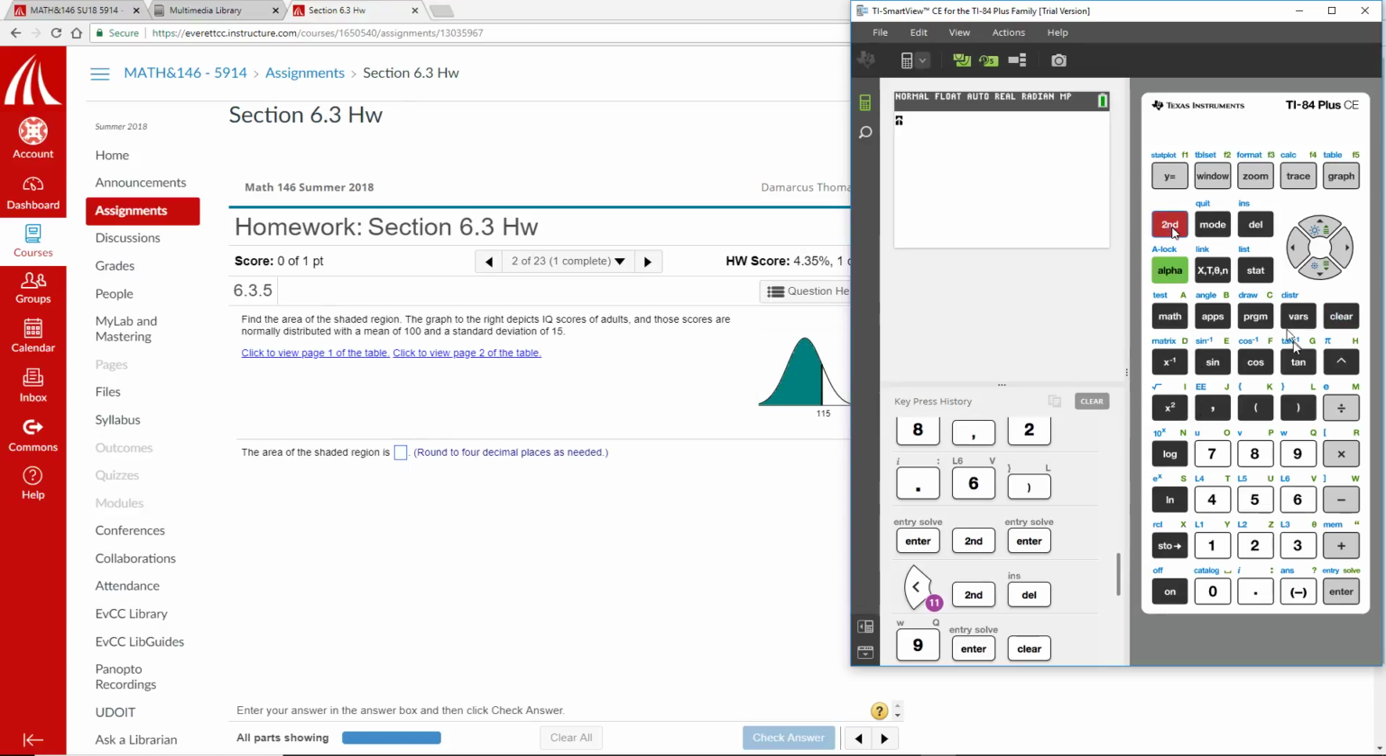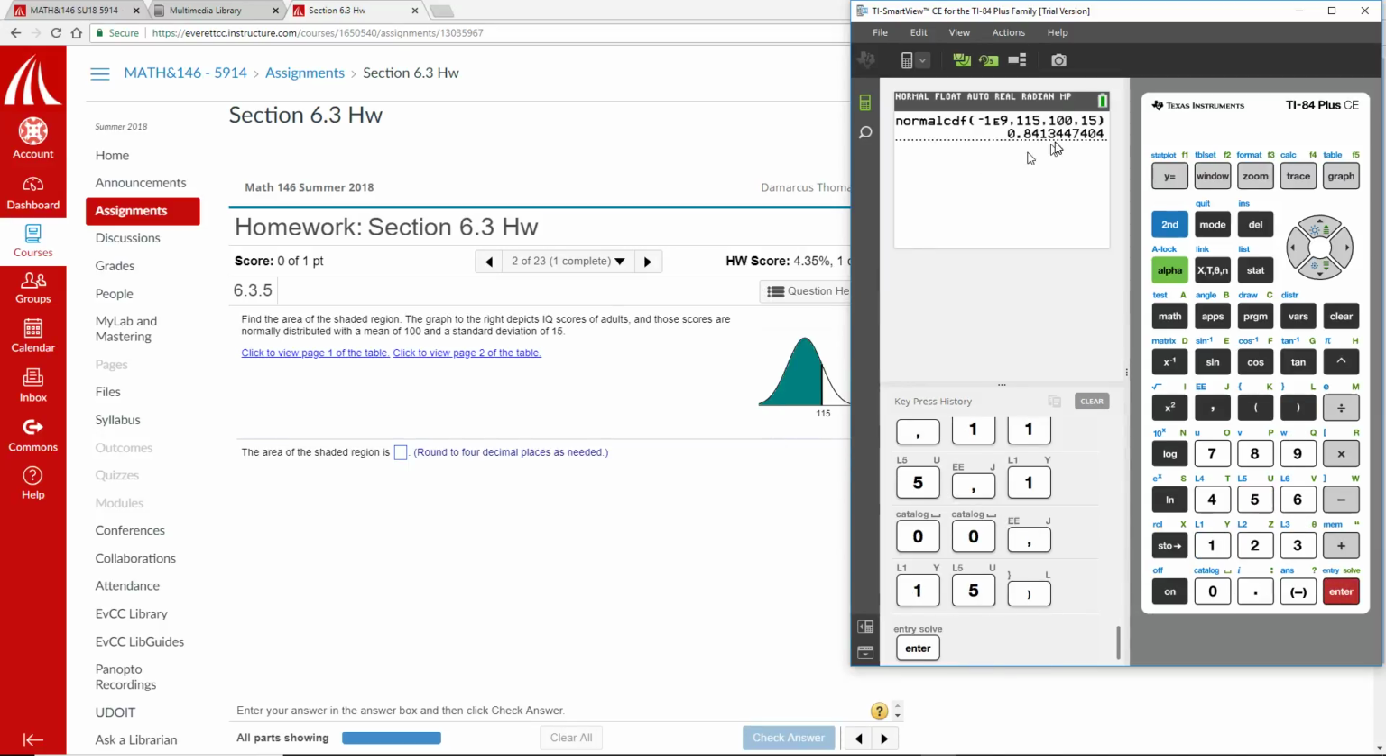So we'll do second distribute, normal CDF. Normal CDF will give us the proportion, the area, the cumulative proportion under the curve. My lower bound is really just going to be a very tiny number, negative a billion. My upper bound is 115. My mean is 100 and my standard deviation is 15. And I got 0.8413.